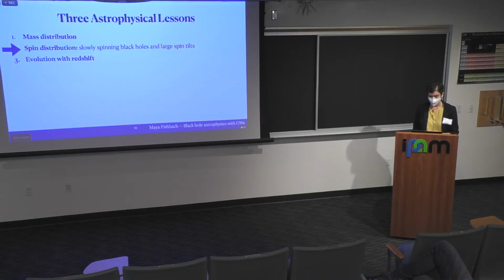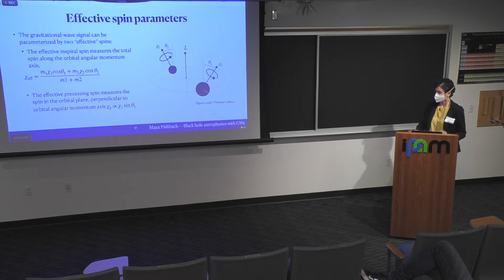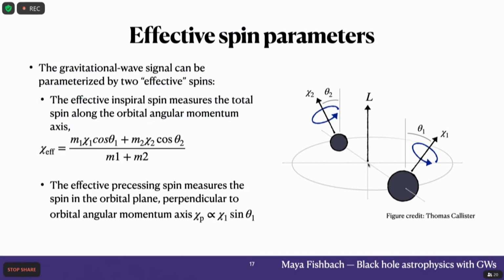Okay, so moving on to the second astrophysical lesson, which is in the spin distribution. So I'll start with, again, a brief summary of these effective spin parameters. I think we've seen a plot like this a few times already. But right, we have a binary, and so when we talk about the spins, each black hole's spin is tilted perhaps with respect to the orbital angular momentum axis. They're each spinning with some magnitude, how rapidly they're spinning, and then some orientation.